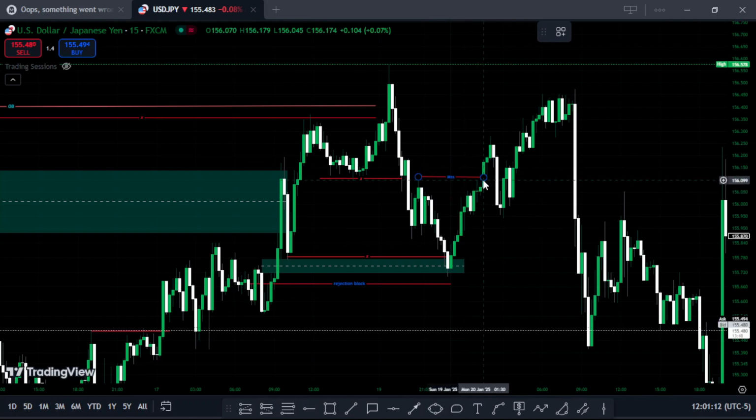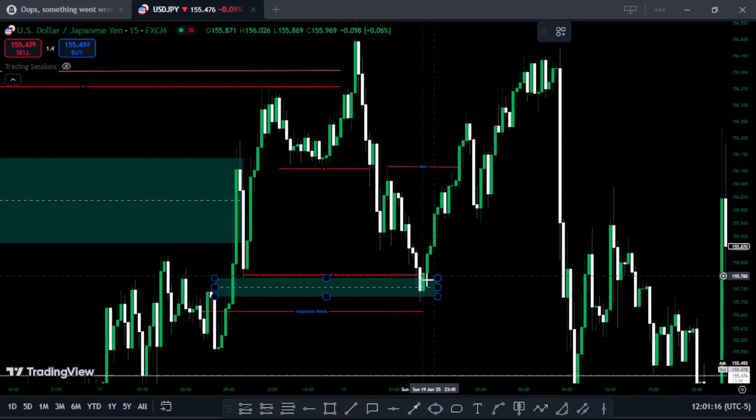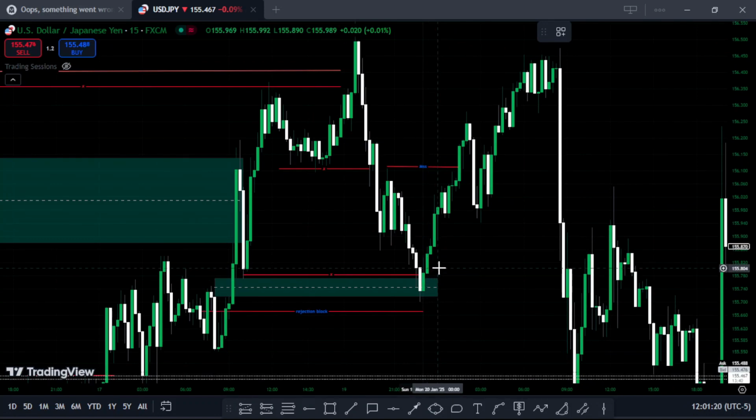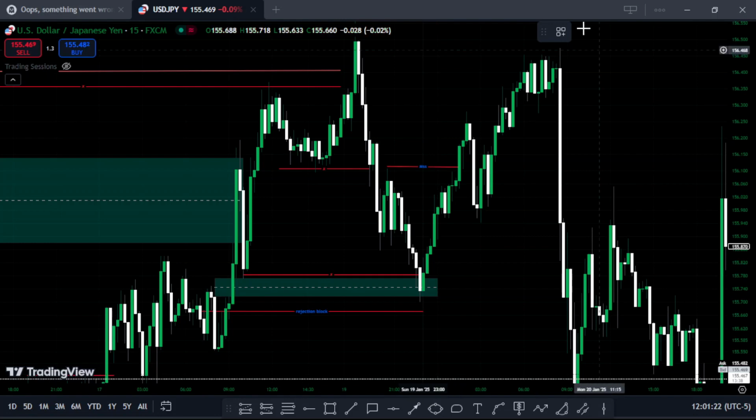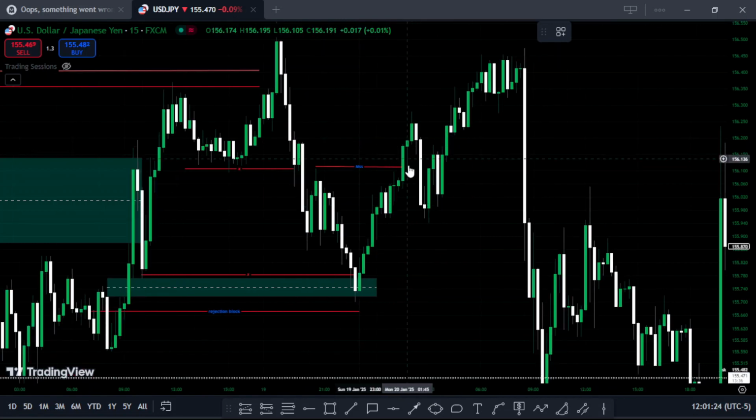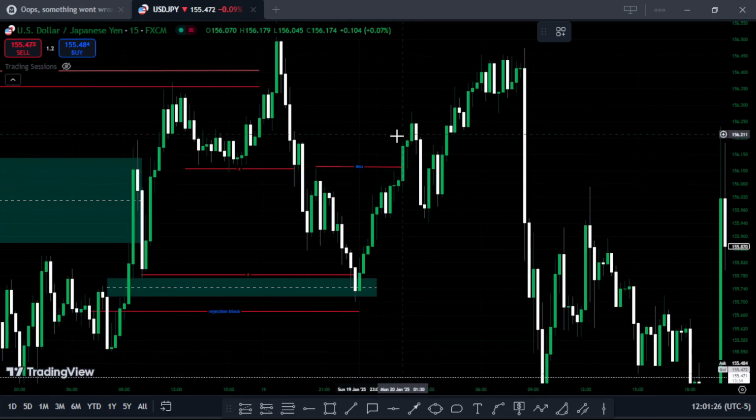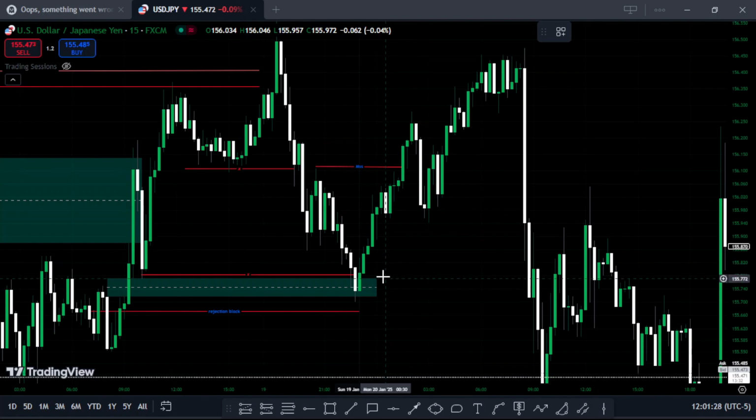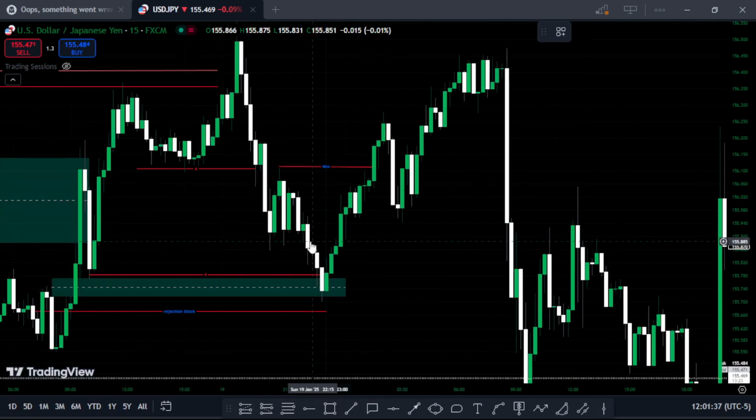So I had seen this market structure shift, and the next thing that I was waiting for is price to give me a bullish fair value gap, and that was where I was going to enter the trade. After the market structure shift, price closes with this displacement blue candle. I want to see price coming back for the fair value gap. And what do you see? There is no fair value gap here. You want to see a gap between two candlesticks.